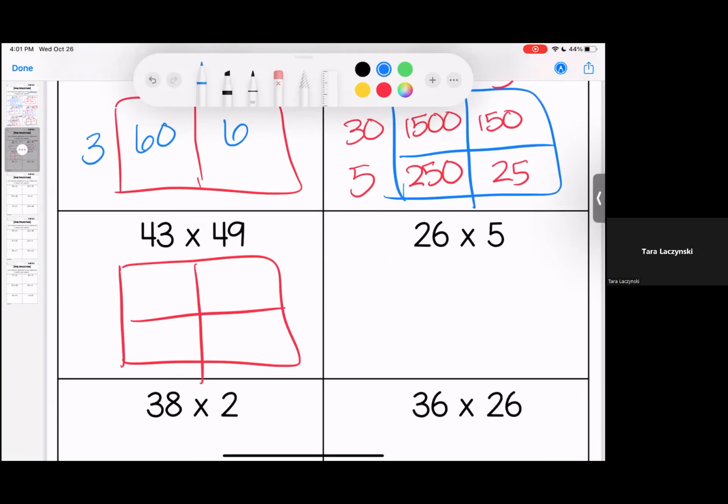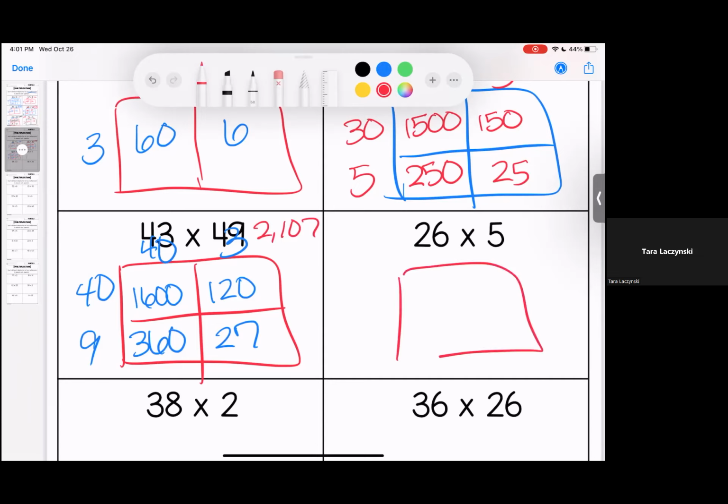2 boxes, 2 boxes. We split it. 40 and 3, 40 and 9. Multiplying 43 times 49. 4 times 4 is 16 with 2 zeros. 4 times 3 is 12 with 1 0. 9 times 4 is 36, 1 0. 9 times 3 is 27. If we were to add up 1,600 plus 360 plus 120 plus 27, we would get 2,120.